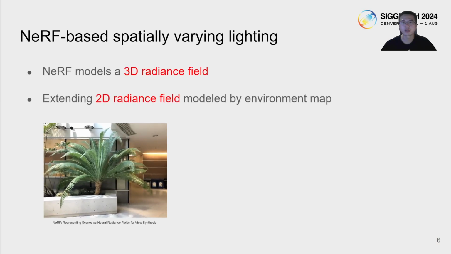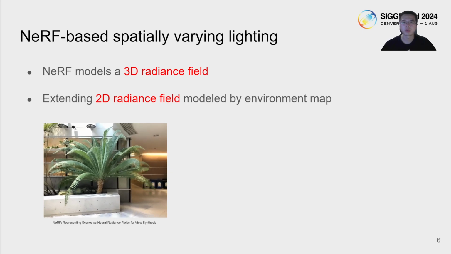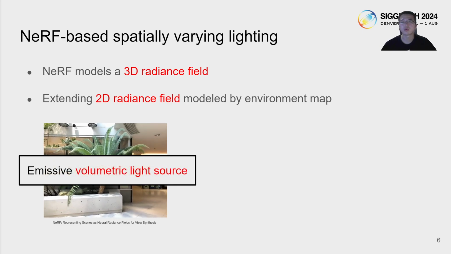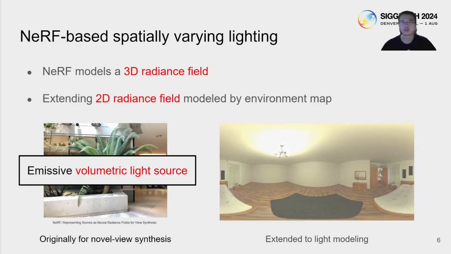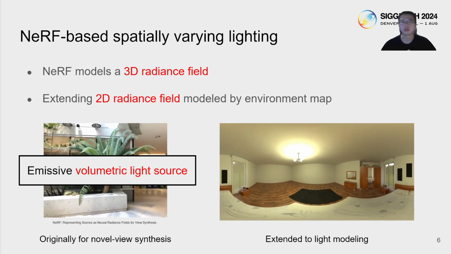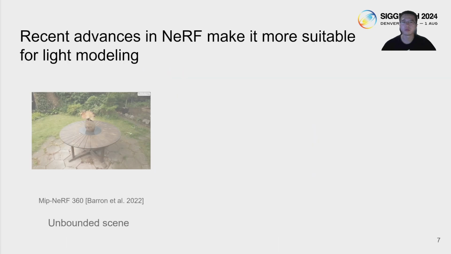Our work finds that the neural radiance field is suitable to represent the spatially varying lighting. NeRF essentially models the 3D radiance field, which extends the 2D radiance field modeled by the environment map. As an emissive volumetric light source, NeRF is a naturally perfect candidate for lighting. It is originally used for novel view synthesis, but we show that it can be extended to light modeling, because moving the shading point is just like moving the viewpoint.